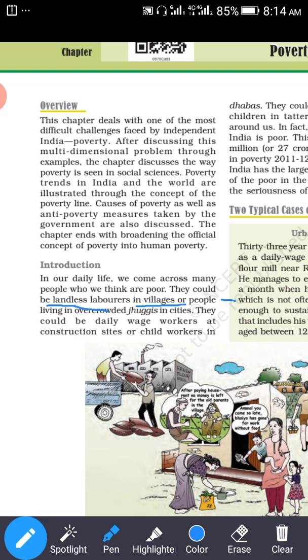And the people who migrated from the village to the city area are living in places called jhuggies in the cities. And how do they get work, economic activities? Daily wages. It's not permanent. They are daily wage workers. And where do you see these daily wage workers, especially? On the construction side.